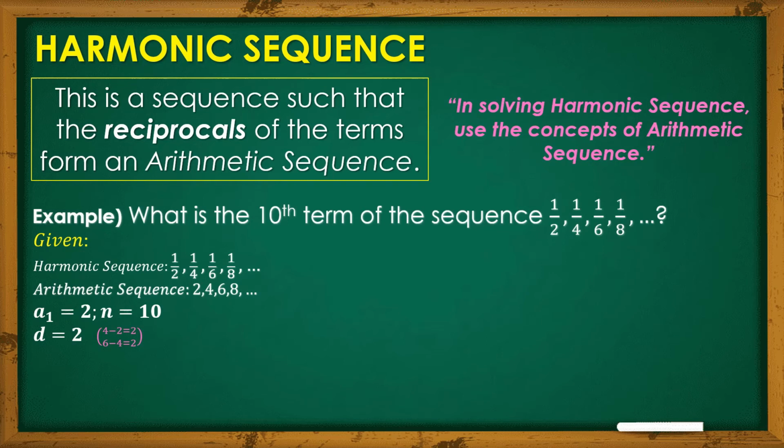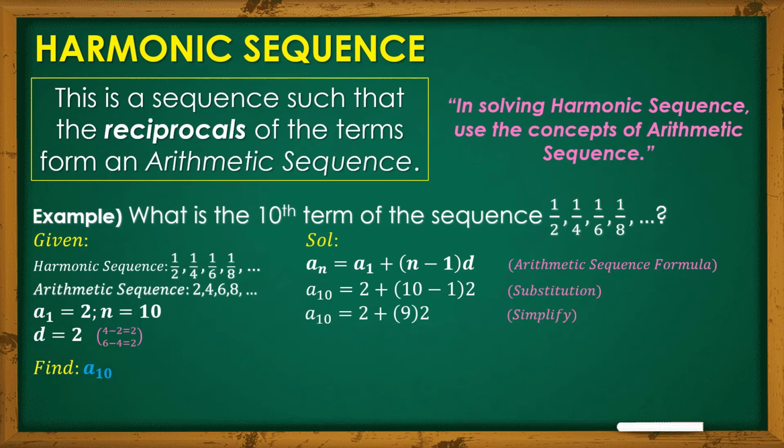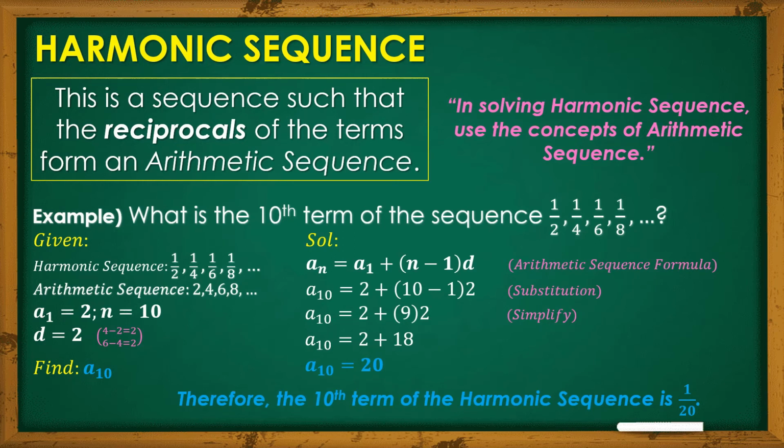Now, using the arithmetic sequence, makukuha natin ng a sub 1 or first term na 2. And since the problem is asking for the 10th term, our n is 10. And obviously, the common difference is 2. Now, let's find a sub 10 using the arithmetic sequence formula. By substitution and by simplifying, we will get a sub 10 equals 20. 20 is the 10th term of the arithmetic sequence. But for the harmonic sequence, the 10th term is 1/20.